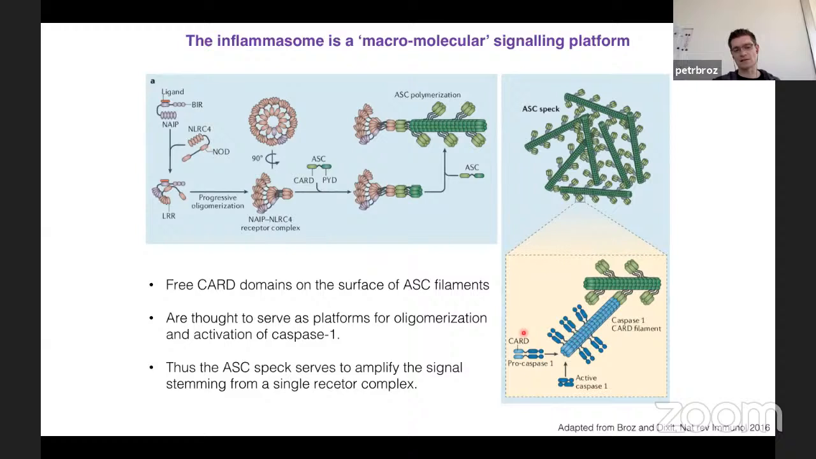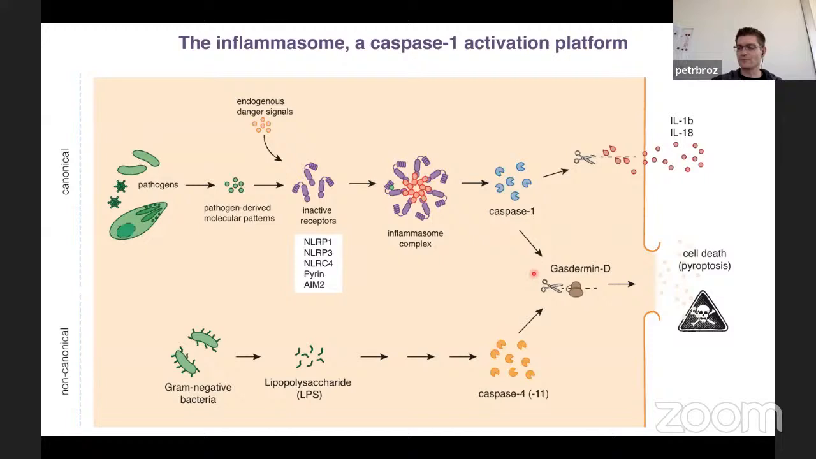Okay, so that was, how am I in time? Okay, so that was the canonical inflammasome pathway here. I would now want to quickly go into the non-canonical pathway before we come to apoptotic cell death.